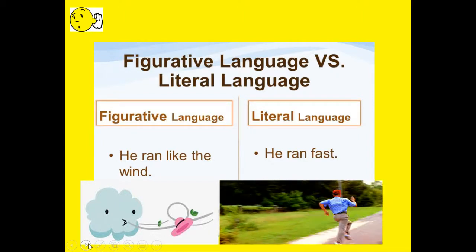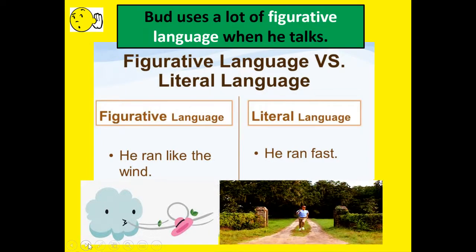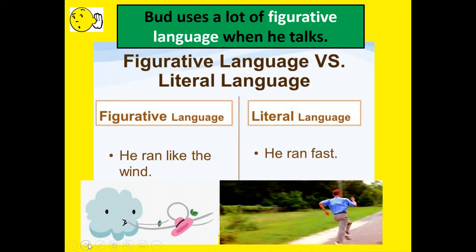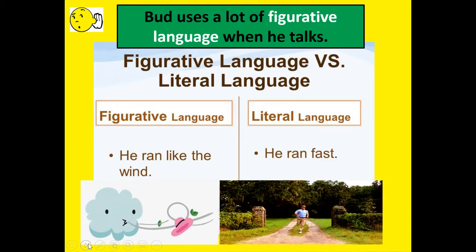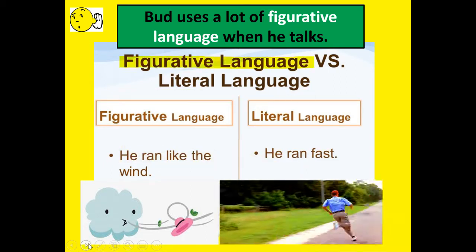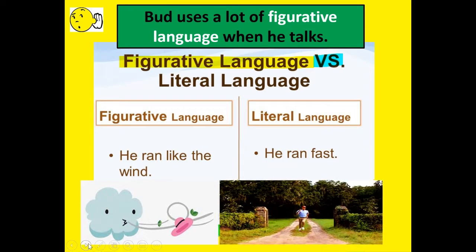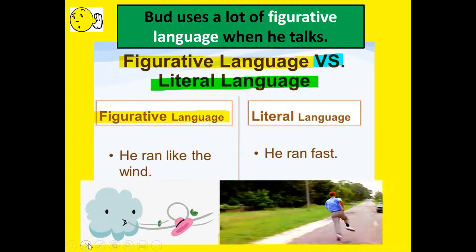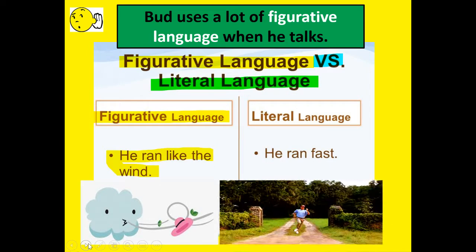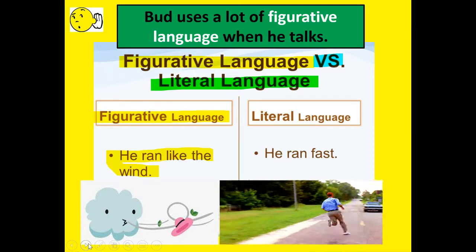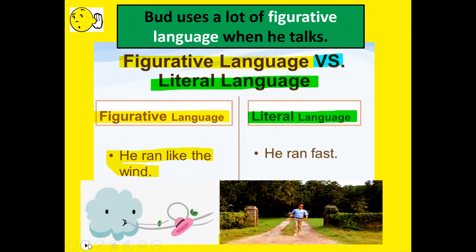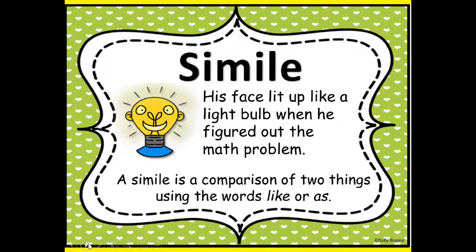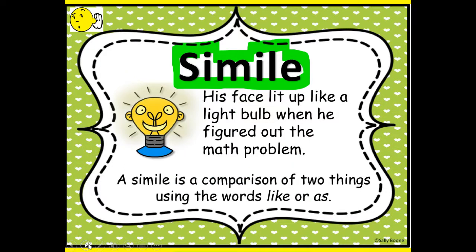So in this chapter and all throughout the book, Bud uses a lot of figurative language when he talks, and also other characters do. So figurative language versus literal language. Figurative language would be he ran like the wind to describe this video, or literal language would be he ran fast. So listen closely. One type of figurative language is simile.